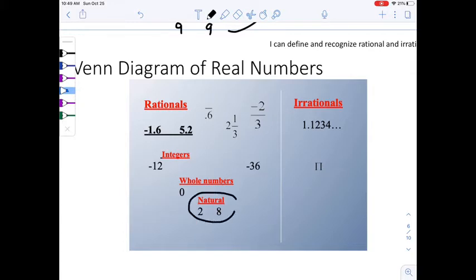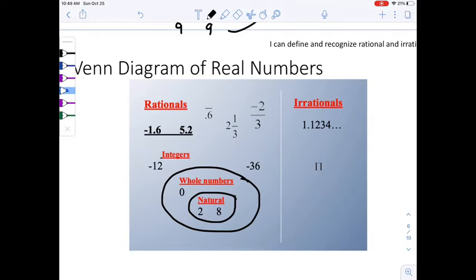All right, another good thing to have in your notes is this Venn diagram of real numbers. So here's how it works. Natural numbers, that's the first part of our Venn diagram. Natural numbers are 1, 2, 3, 4, 5, 6, 7, 8, 9, 10, all the way to infinity. But it doesn't include zero, no decimals, just those numbers that are whole numbers, but they don't include zero. So it starts at 1 all the way to infinity.